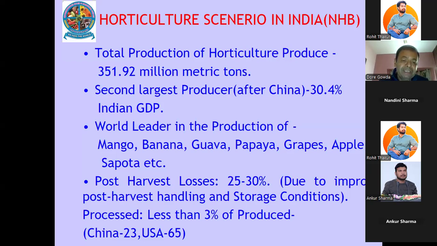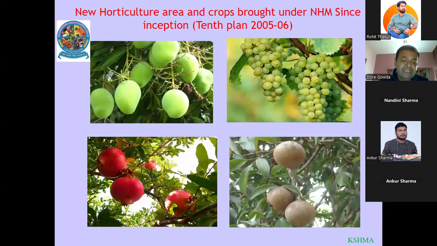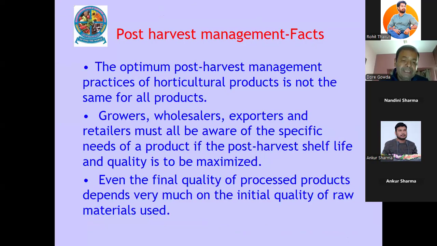In 2005-2006, during the 10th plan, new horticulture areas and crops were brought under the National Horticulture Mission. Under this, a lot of emphasis has been given to crops like pomegranate, sapota, oranges, fig, banana, pineapple, lychee, and avocados. These are some of the crops getting more emphasis under the mission.